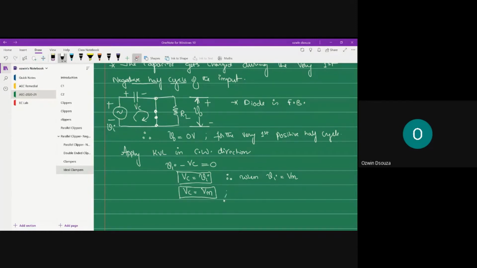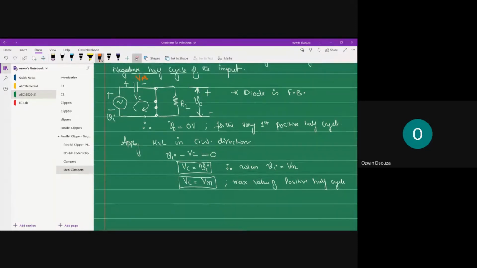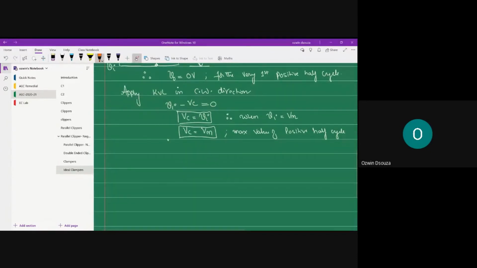Maximum value of positive half cycle. So the capacitor attains what voltage? Vm volts. Once the capacitor is charged, the capacitor is going to retain a voltage of Vm volts. Okay, so this is your charging cycle. Now let us go to output cycle.